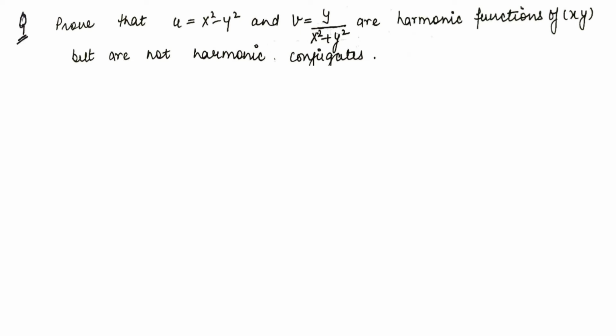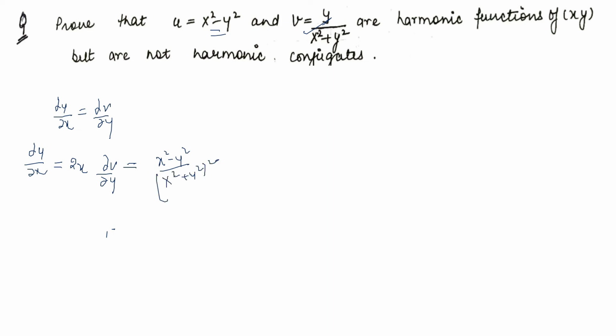Okay, so del u upon del x should be equal to del v upon del y. Del u upon del x, we can find its value from here. Del u upon del x is equal to 2x, and del v upon del y, partially derivating with respect to y, is x square minus y square upon x square plus y square whole square. Okay, so they both are not equal. We will not go for the second condition.